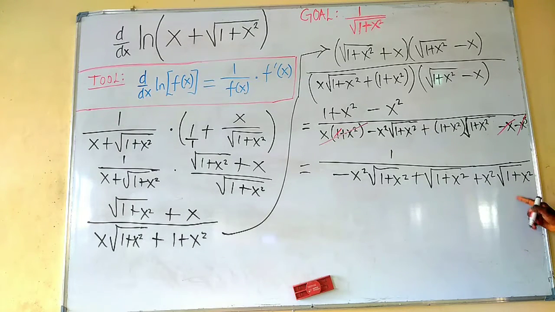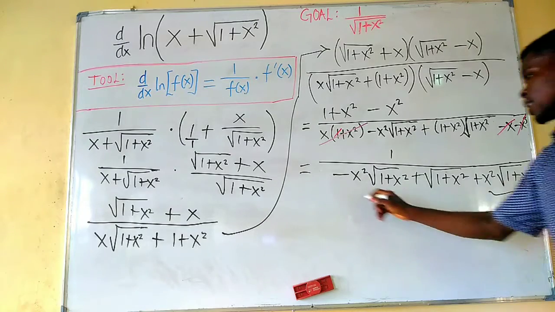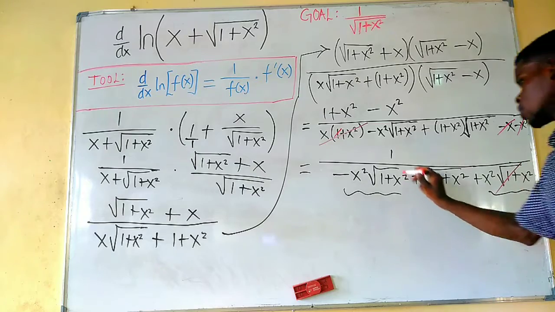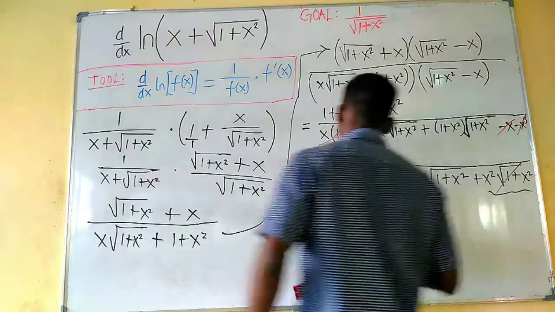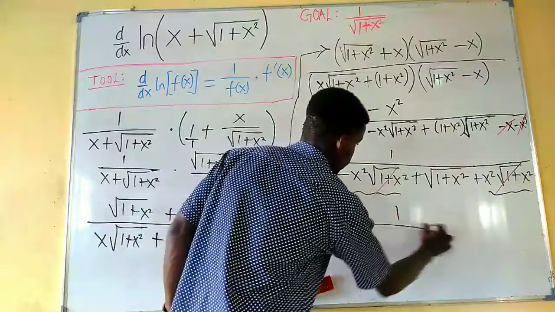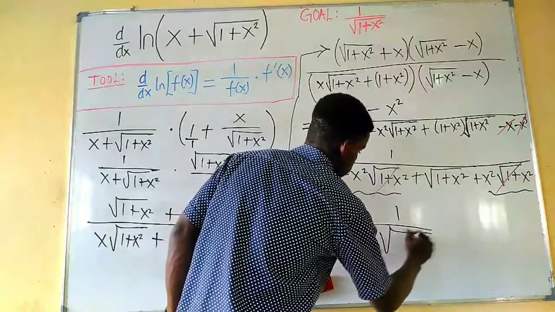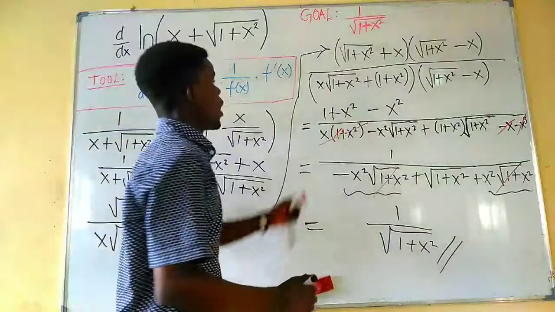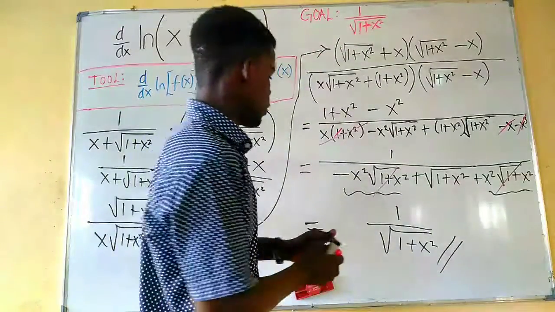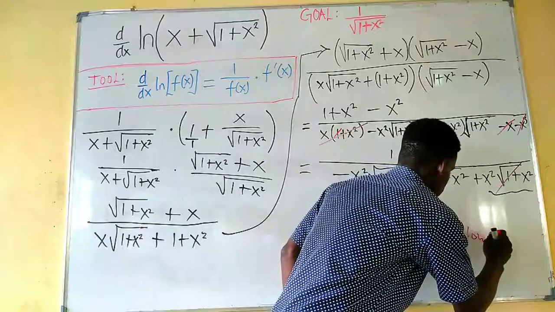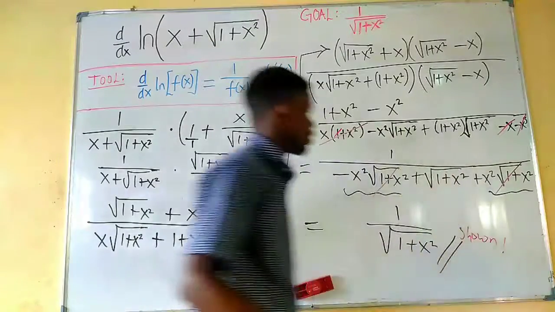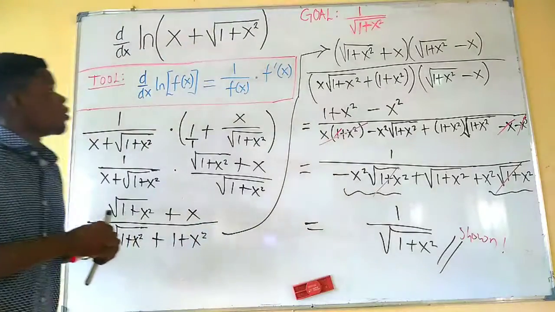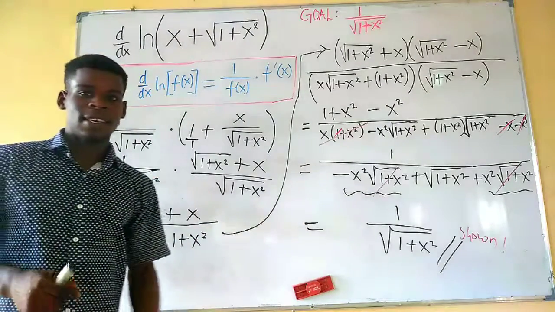So, this and this are equal in magnitude and opposite in sign, so they will cancel out. And what are we left with? Well, we're just left with 1 divided by square root of 1 plus x squared. And like this, we have shown, we've already proven it. Okay, that was a long proof, wasn't it? Alright, so that's it, and that's what you get.